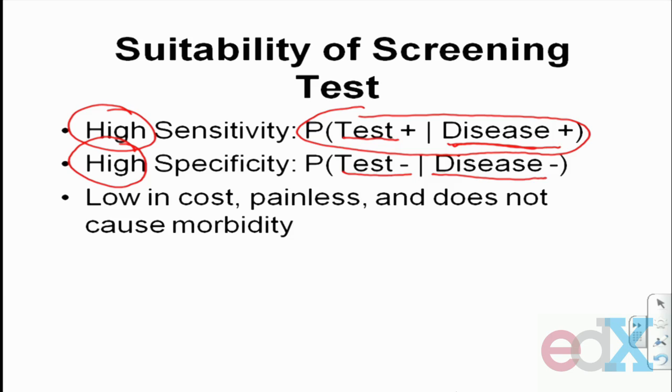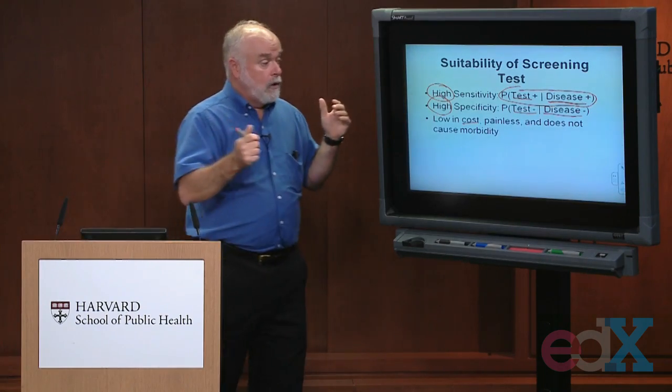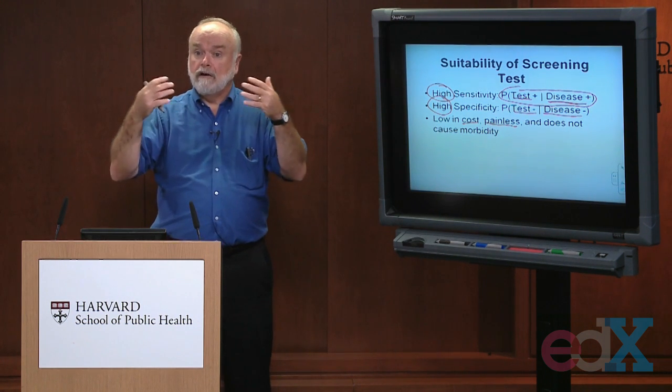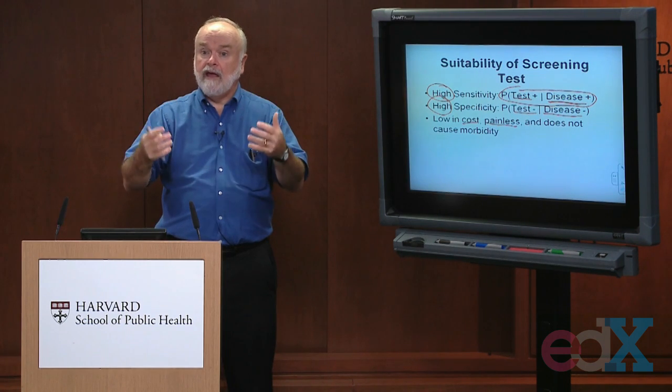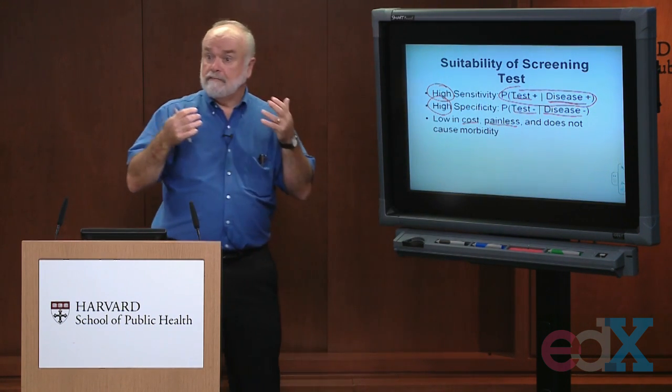Now, those are important features of a test. Now, there are other important features we also want to take into account. We'd like to give a test that's low in cost. We'd like to have a screening program that we can afford to give to everybody in our population. So if a screening test is very expensive to give, it might break our budget and make it infeasible to use in a screening program. We'd like to have a test that's painless, that people are going to be agreeing to undergo this test because there's less pain, less discomfort involved in it. We don't want a test that causes morbidity.